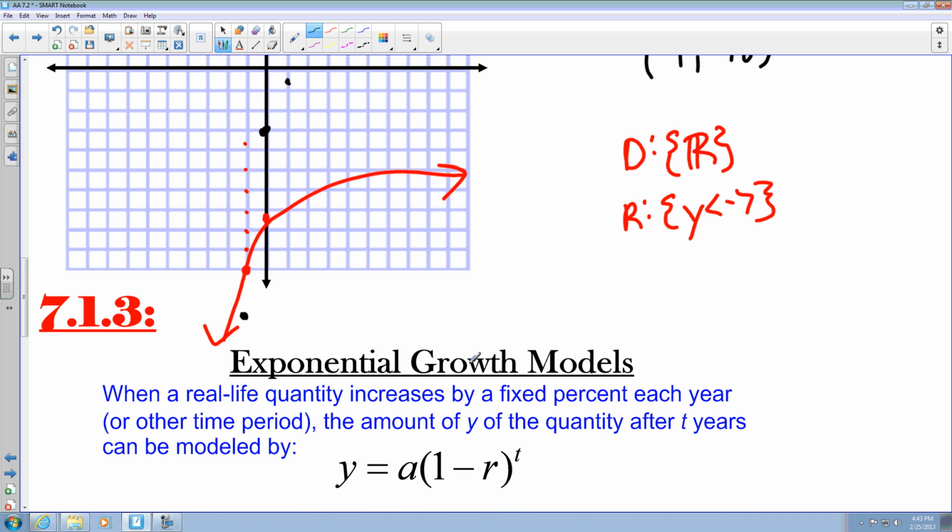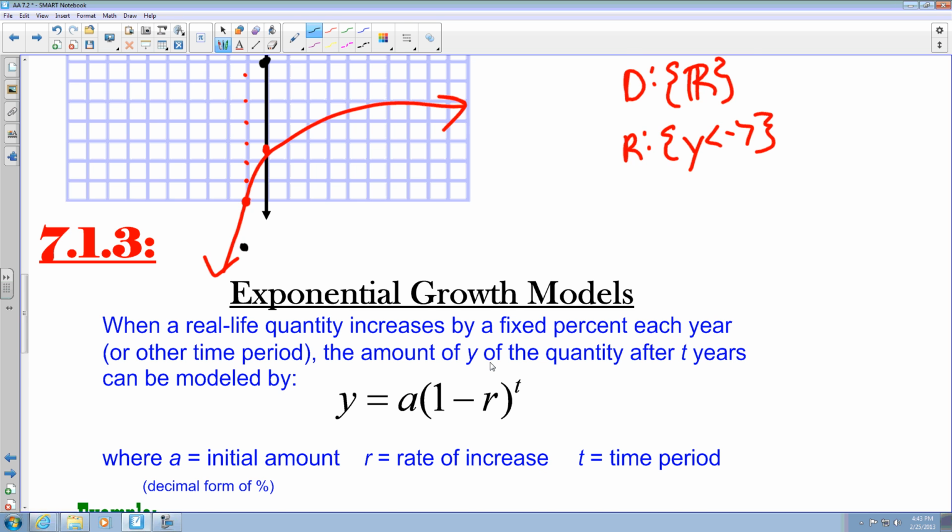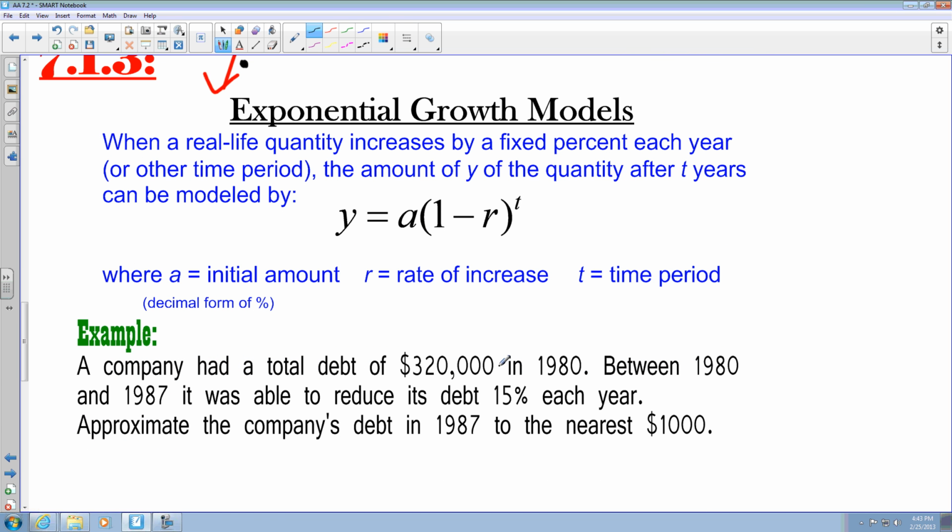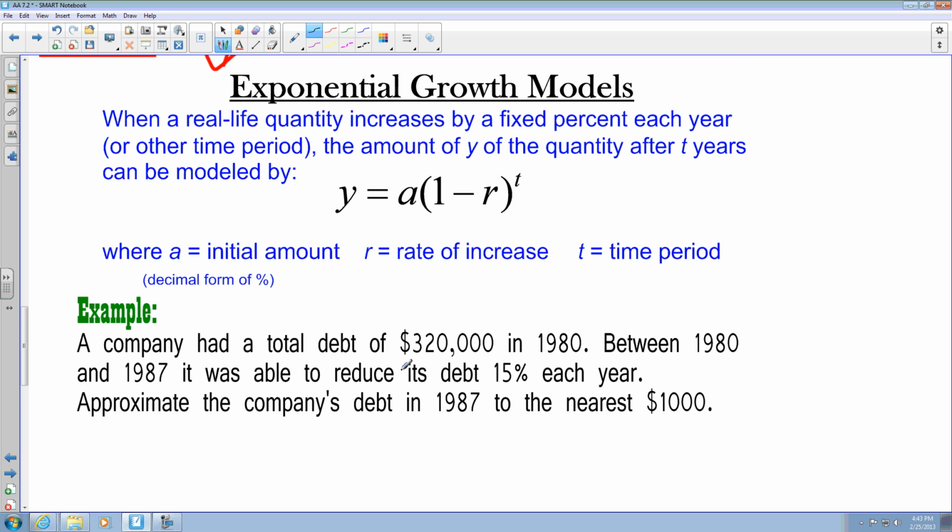Last thing, let's talk about exponential growth models. This is the equation for finding increases by fixed percentages of a quantity over time, and it can be modeled as y equals a times the quantity 1 minus r, all to the t power. A is your initial amount, r is your rate of increase, and t is for time.